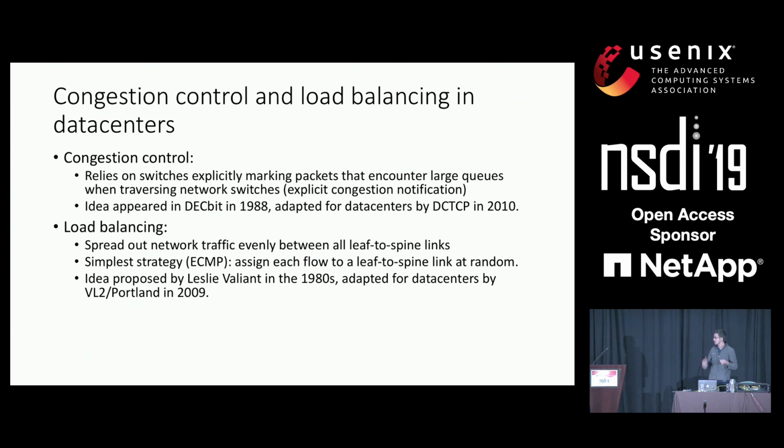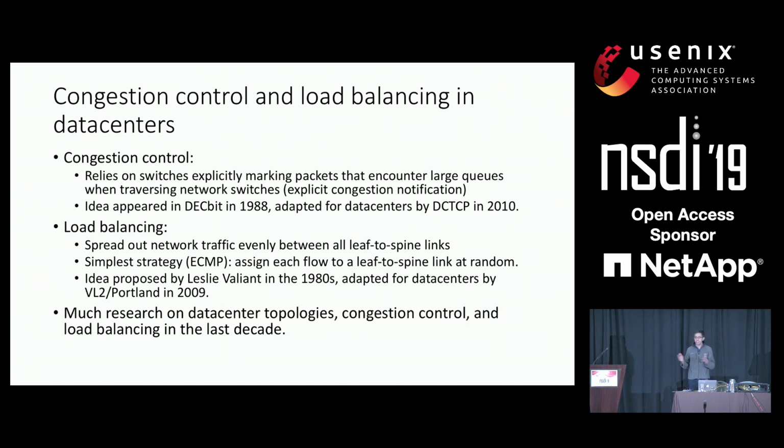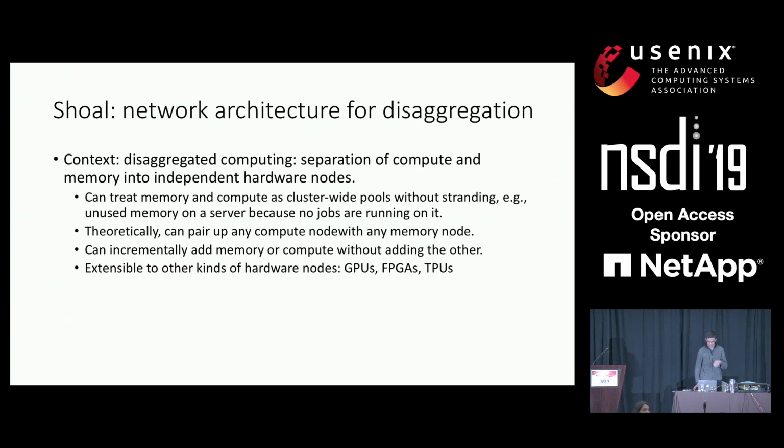Then there's this question of how you spread load between the leaf and the spine links, or more generally between one layer and the next. And you do the simplest thing there. You take a flow and assign it to one of those links at random. Again, this is an old idea, but in a new context. And the last decade or so has seen considerable research on all 3 topics: congestion control, load balancing, and topology. So that's the context for these papers.